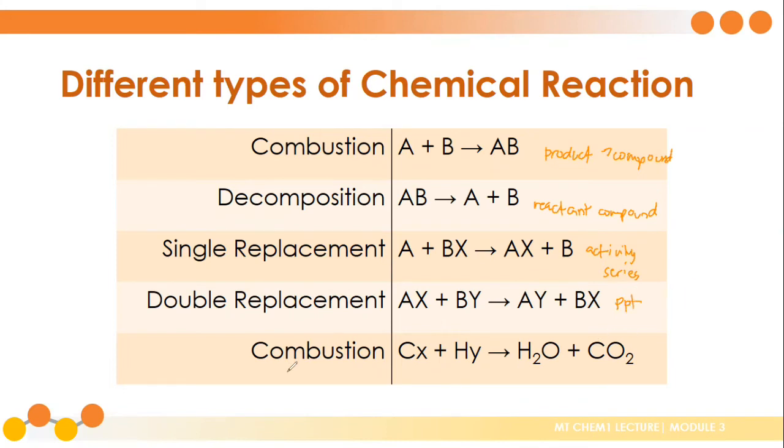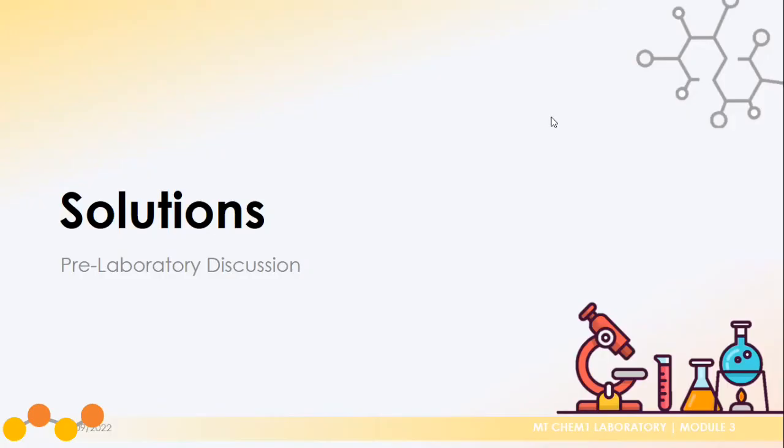And the most common and our last type of chemical reaction, which is the combustion, it's CxHy, which will produce water and carbon dioxide or a toxic gas. So kindly take note of the differences of these 5 chemical reactions because you can observe them in your laboratory activity. Let's now proceed with the discussion about solutions.